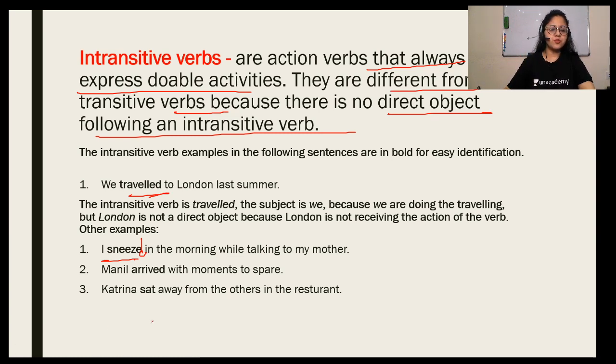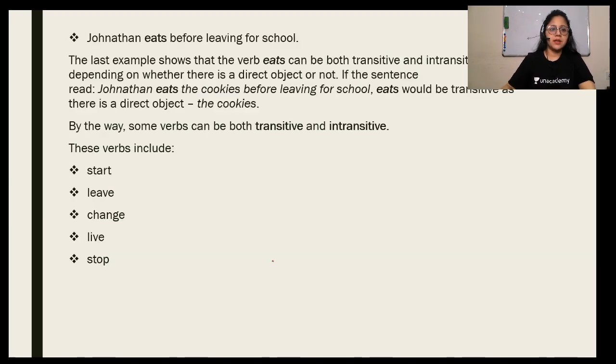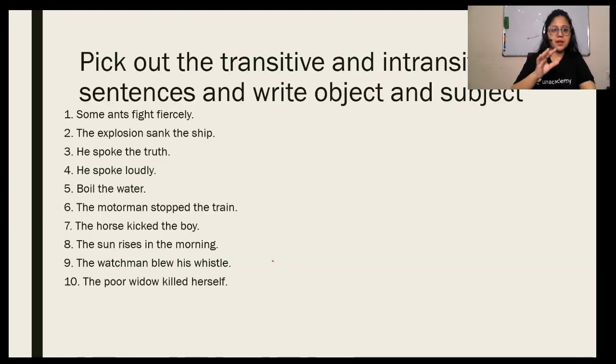Manil arrived with moments to spare. So what did Manil do? He arrived with moments to spare. It is not affecting anyone. Now, similarly, we are done with that. So pick up the transitive and intransitive sentences and write the object and subject. Can you do this? Are you comfortable doing this, or do you need some more clarity on this?